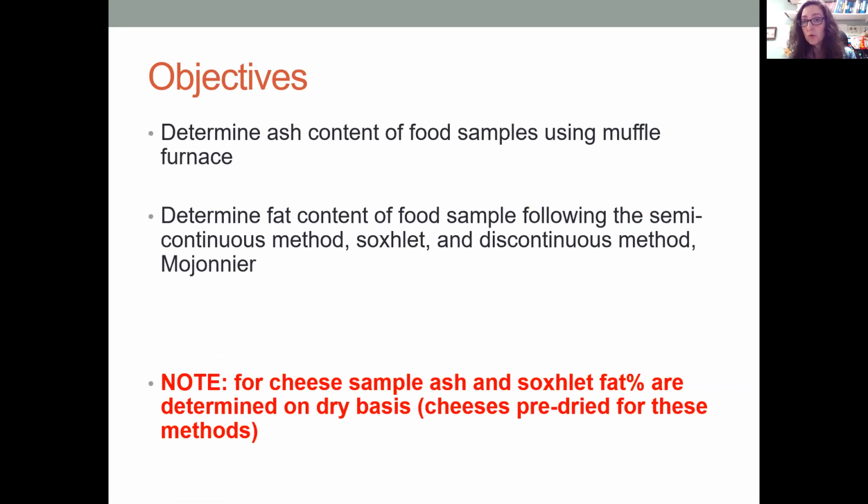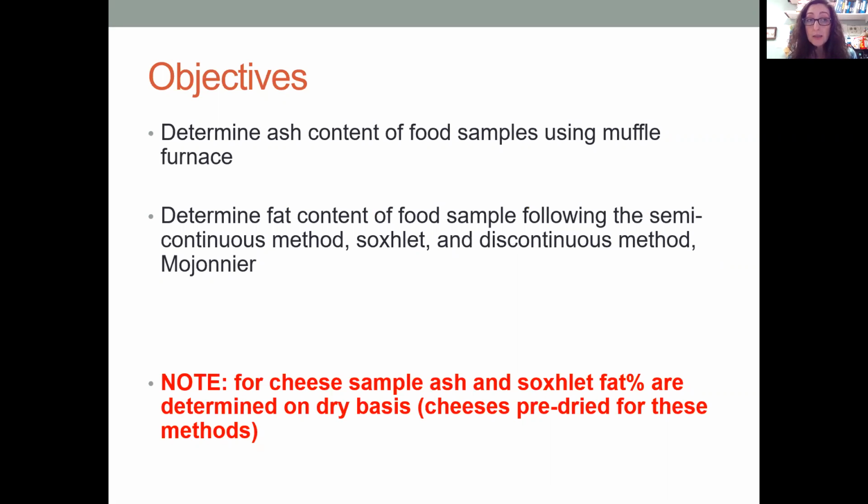The objectives this week are, like I said, determining the ash content of your food samples using a muffle furnace. Each group is still working with their own assigned sample to determine ash content. We're also going to determine fat content using two methods we talked about in class: the Soxhlet method, a semi-continuous solvent extraction method, and the Mojonnier method, a discontinuous solvent extraction method.